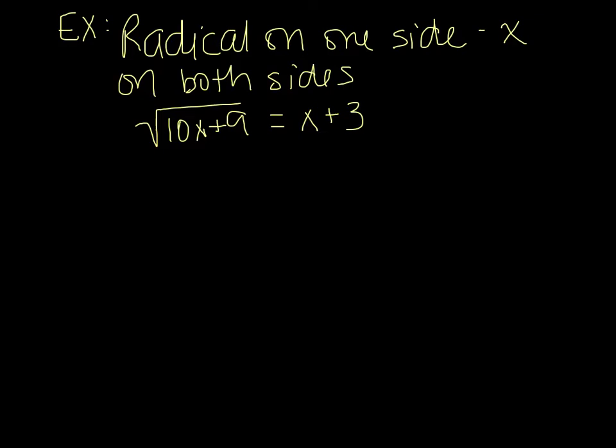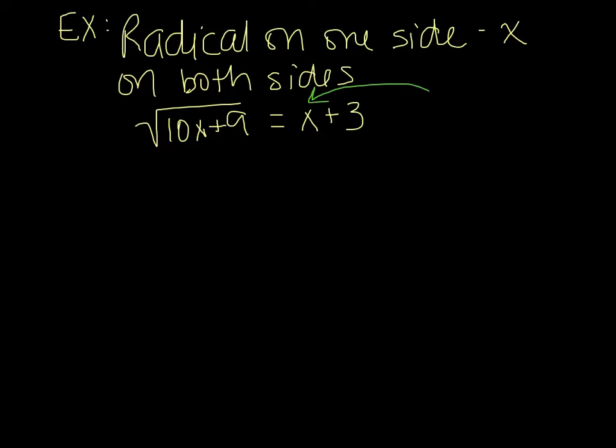Alright, this is video 4 of 6, and things are going to get a little bit more complicated in this example. I have a radical on one side, 10x plus 9 underneath it, and then on the right-hand side I have x plus 3. So this is the first time that we've had a problem where we've had a radical on one side and then we have x on both sides.